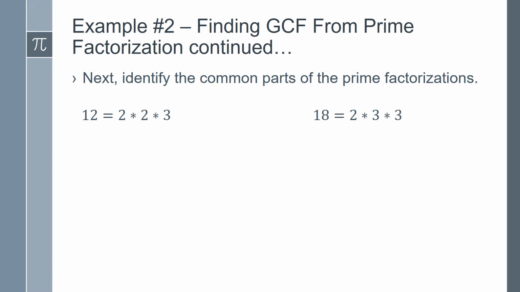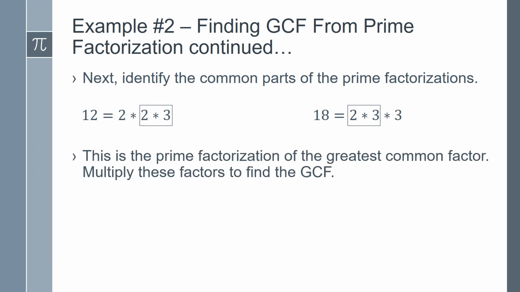The next step is to identify the common parts of the prime factorizations. If we take a look, we see that both of these prime factorizations have 2 times 3. So we put a box around them, or a circle, and this is the prime factorization of the greatest common factor. If we multiply those two factors together, we will find the GCF. 2 times 3 is 6, so the greatest common factor of 12 and 18 is 6.